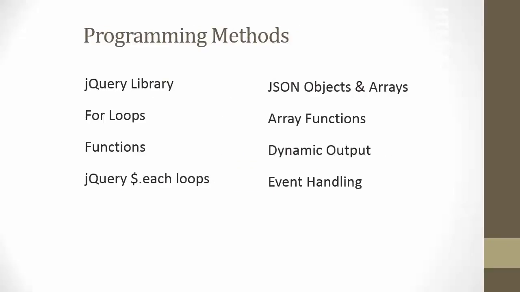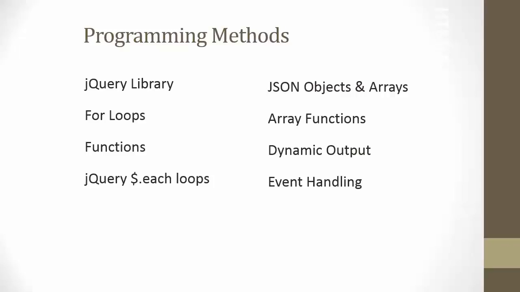Programming methods that we've used, we use the jQuery library pretty extensively, more than I thought we were gonna. For loops, functions, of course, jQuery each loops, because we have to loop through our items in local storage to figure out if it meets the criteria. So basically, if it matches the ID, then we displayed it or deleted it or whatever we wanted to do.